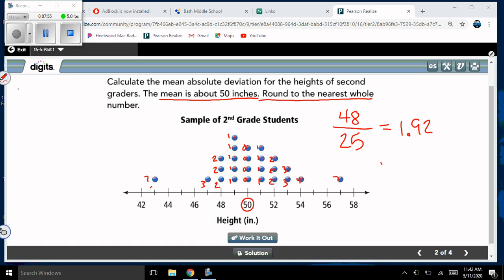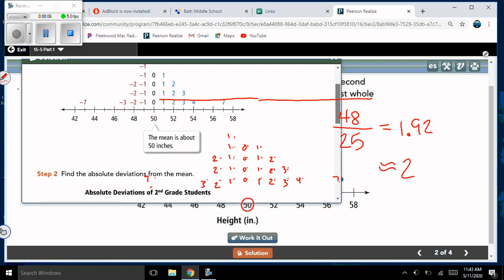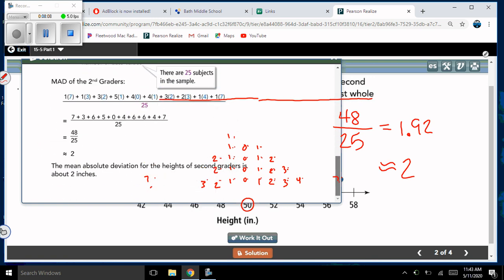So that's going to be, and this is where I use my little lasagna looking equal sign, about 2 is your answer. Okay? Again, just to verify that our answer is correct, we went through the same process, and they got 48 over 25 just like I did, and they got 2. So the mean average deviation for the heights: the average second grader is about 2 inches either side of 50 inches. Okay? That's basically what it means. Questions?